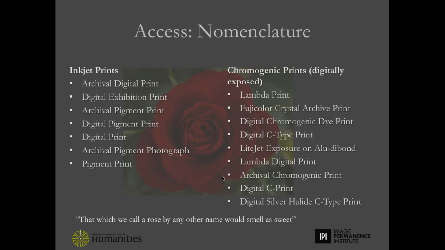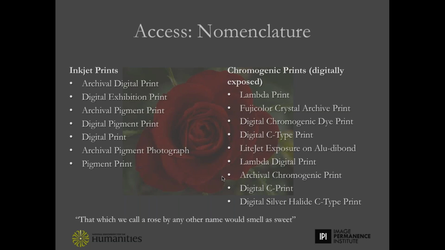On the right are all names that I found that describe chromogenic prints that were digitally exposed. So if you remember from the 20th century webinar, 20th century prints made using this process were exposed through a negative, usually with an enlarger, but in the 20th century and now in the 21st century, it's really common to expose chromogenic materials digitally from a computer file with an LED or laser system. So some of these say chromogenic in there somewhere, but many don't. Several describe the specific imaging system that was used, like Lambda or LightJet, that's that digital exposure system.